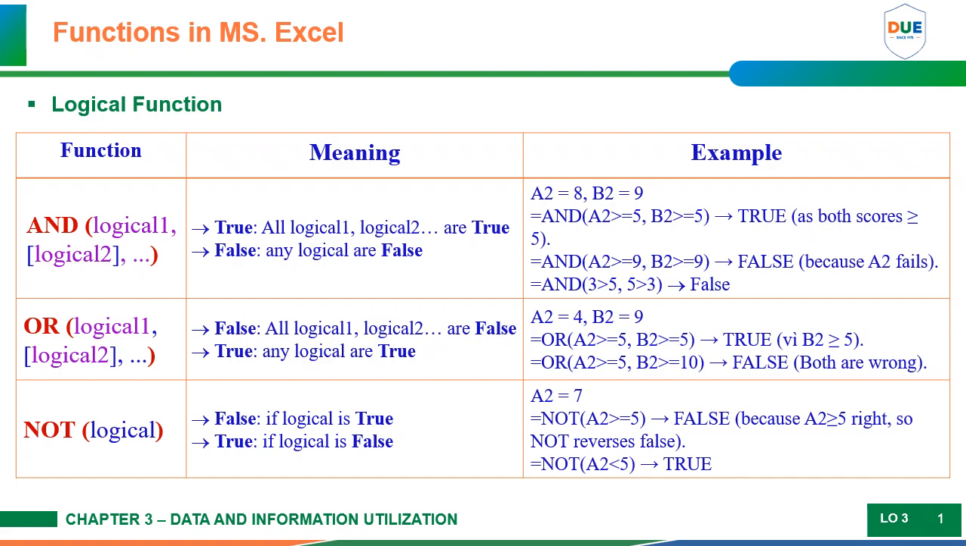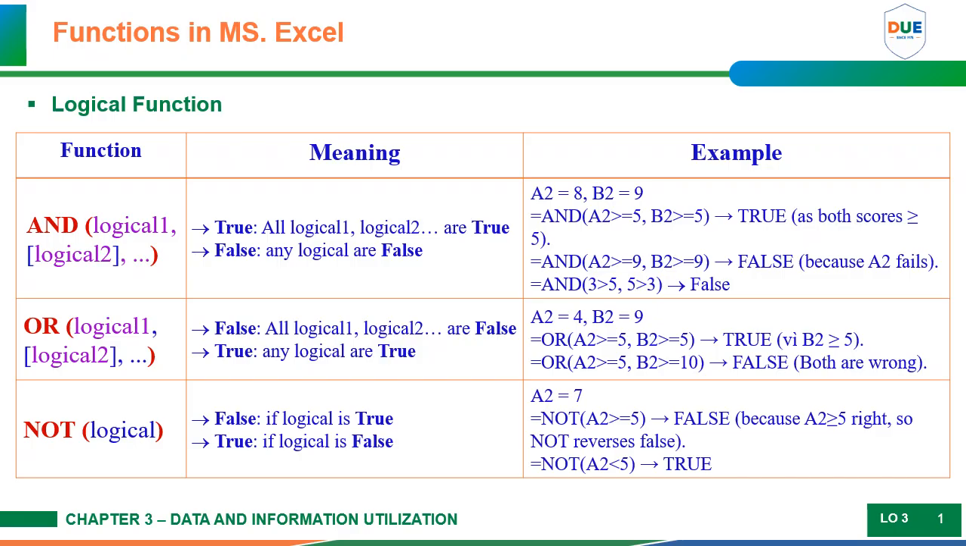The OR function returns true if at least one condition is true, and returns false only if all conditions are false. Example: A2 equals 4, B2 equals 9. OR(A2>=5, B2>=5) returns true because B2 is greater than or equal to 5. OR(A2>=5, B2>=10) returns false because both conditions are false.